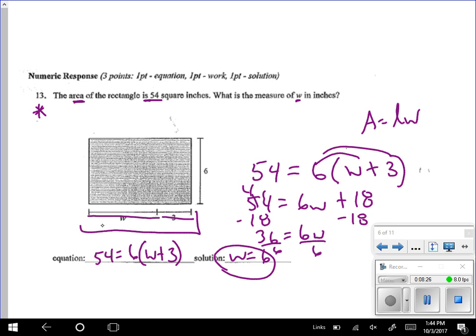Okay, which means that this whole width would be 9. Which makes sense because 9 times 6 is 54. So you can check yourself. So notice you get a point for the equation, a point for showing work, and 1 point for the solution.